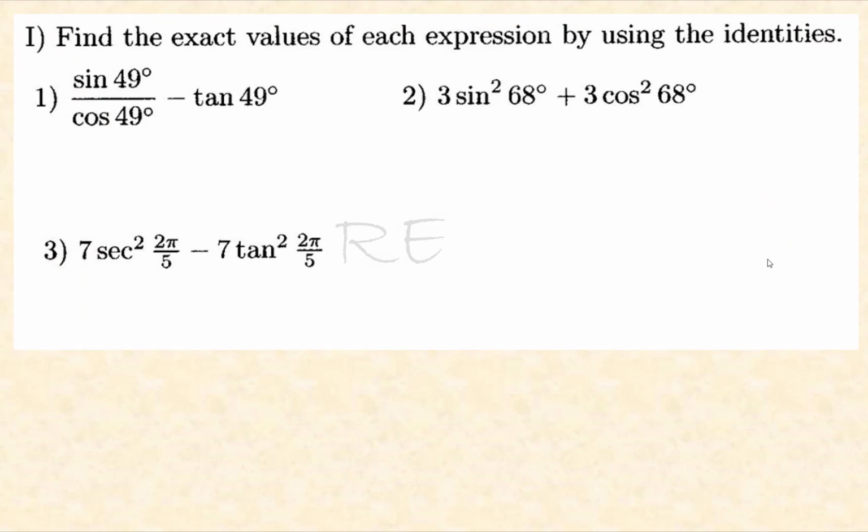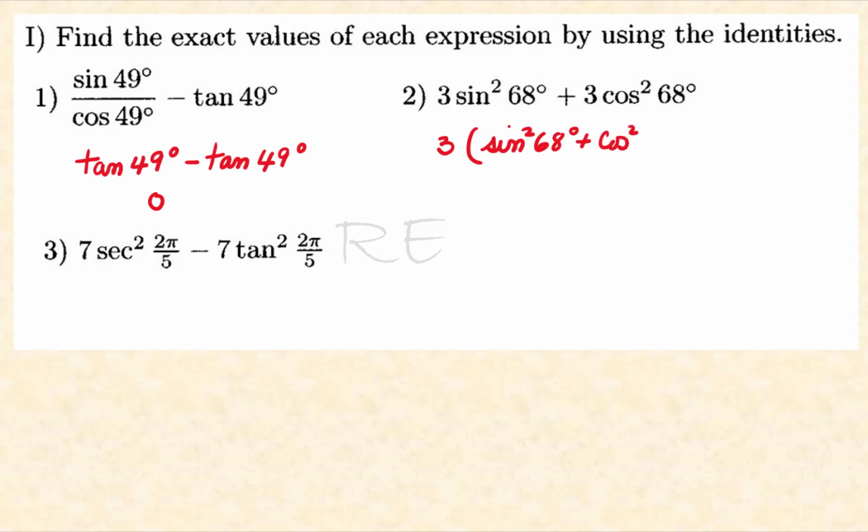Find the exact values of each expression by using identity. Sine over cosine is tangent. So sine 49 over cosine 49 is tangent 49, minus tangent 49. Our answer is 0. We're going to factor the greatest common factor, which is 3. So 3 times sine squared 68 plus cosine squared 68. And sine squared theta plus cosine squared theta is equal to 1. Therefore, it's going to be 3 times 1, which is 3.